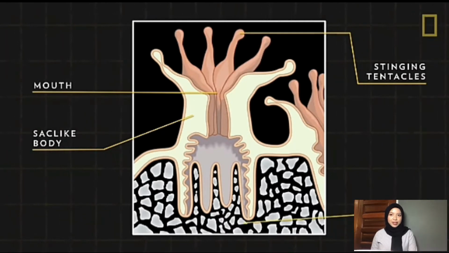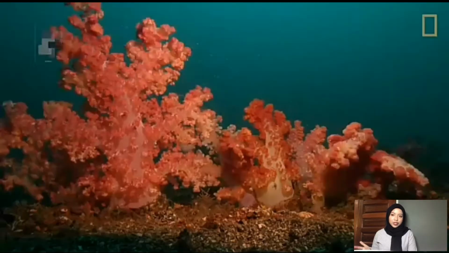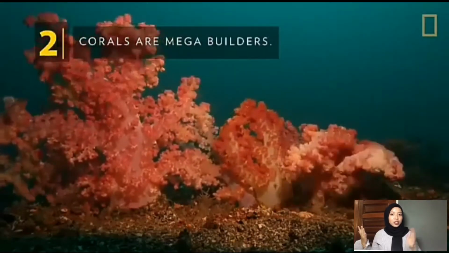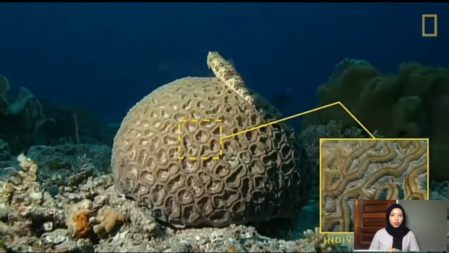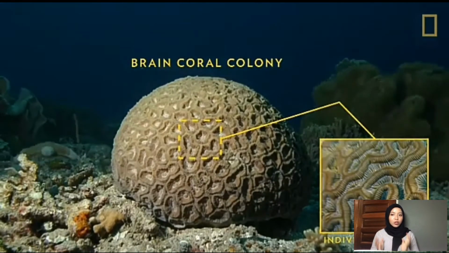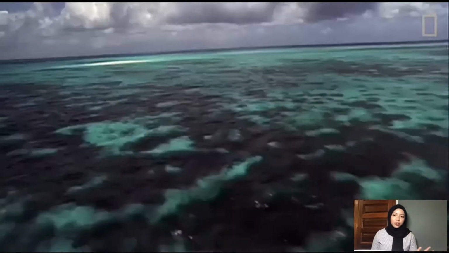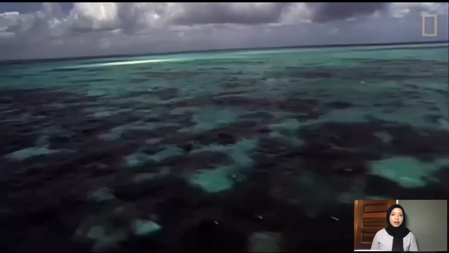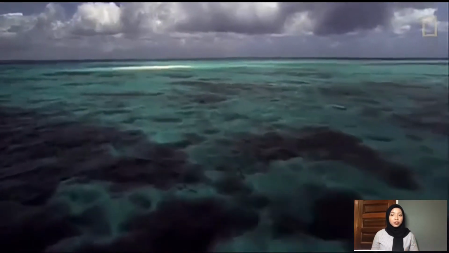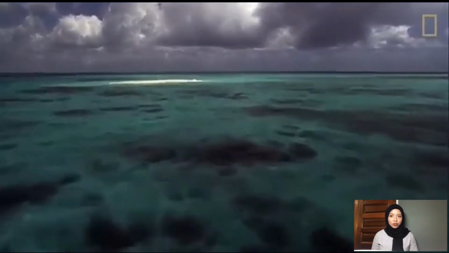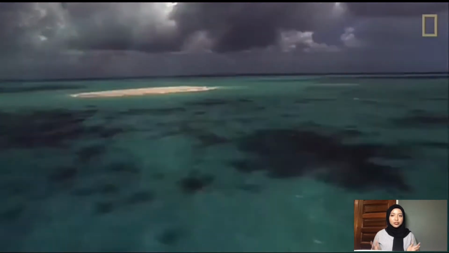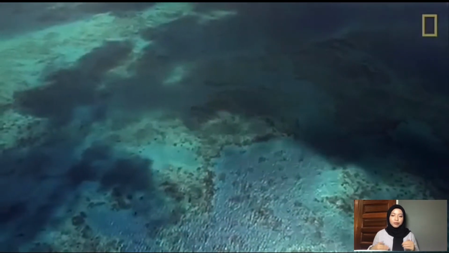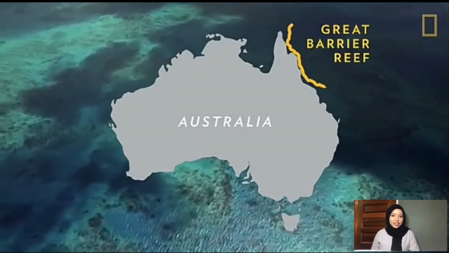Coral are megabuilders. Polyp calicles connect to one another, creating a colony that acts as a single organism. As colonies grow over hundreds and thousands of years, they join with other colonies and become reefs that can grow to hundreds of miles long. The largest of coral reefs is Australia's Great Barrier Reef, which began growing about 20,000 years ago.